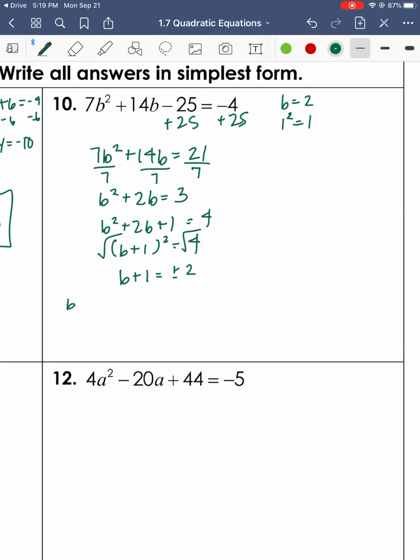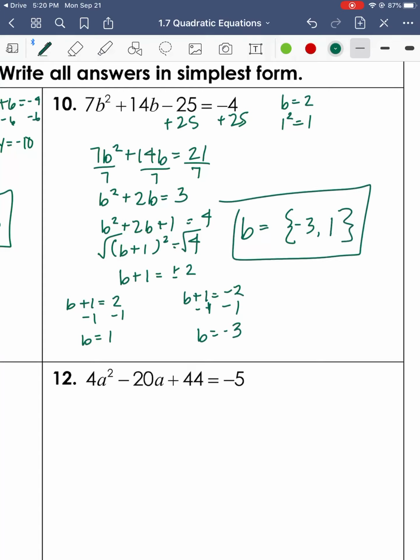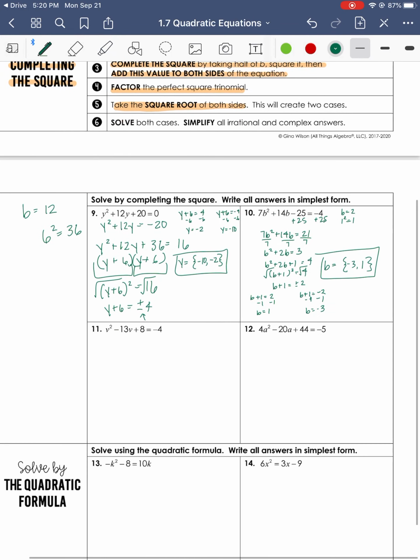We'll set the left side equal to each of the options on the right. So b plus 1 is equal to 2, and b plus 1 is equal to negative 2. We'll subtract 1, b is equal to 1, subtract 1, b is equal to negative 3. So our solutions here are b is equal to negative 3 and 1. All right, so that's the solutions for that one.